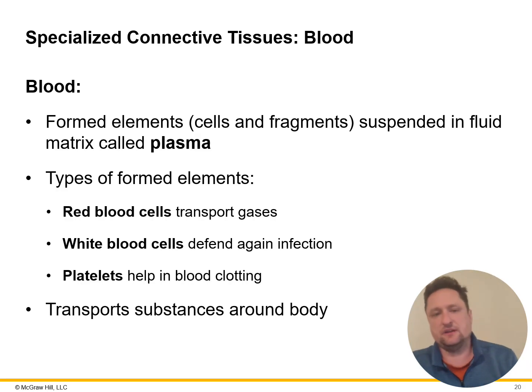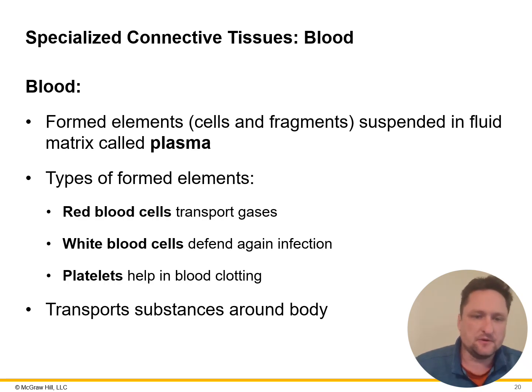Okay, so the blood's ability to circulate ensures constant communication among tissues. It also distributes hormones. It maintains proper pH and temperature, and it removes metabolic wastes. Despite its liquid form, blood meets the criteria for connective tissue because it originates from mesenchyme and connects all body systems through its transport functions.